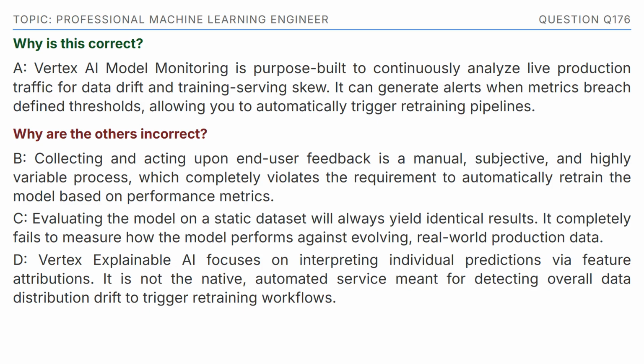D. Vertex Explainable AI focuses on interpreting individual predictions via feature attributions. It is not the native, automated service meant for detecting overall data distribution drift to trigger retraining workflows.